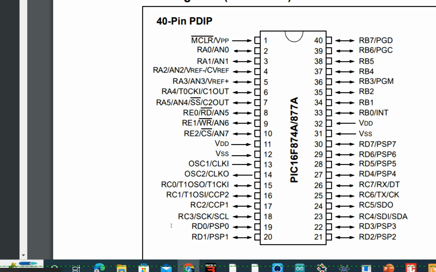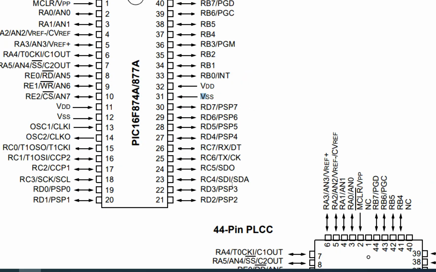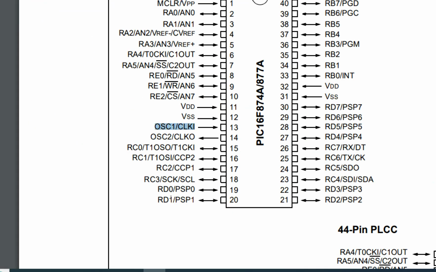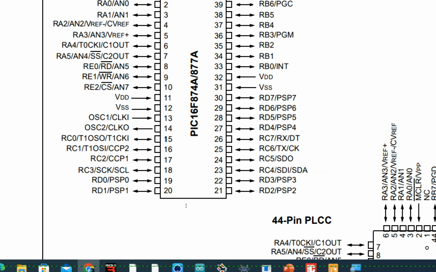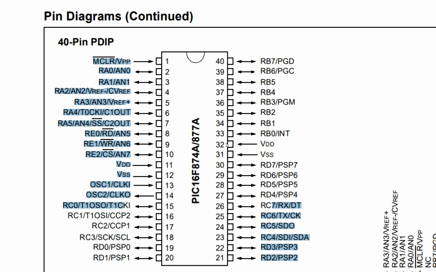Then you have oscillator pins, VDD and VSS. VDD is the power, VSS is the ground, and you have two of each. And then we have the oscillator pins, oscillator pin 1 and oscillator pin 2. Then you have port C here, and port D0, D1, pin numbers 19, 20. Port C and D are intermingled on the bottom side, and this over here is a neat and clean port B.